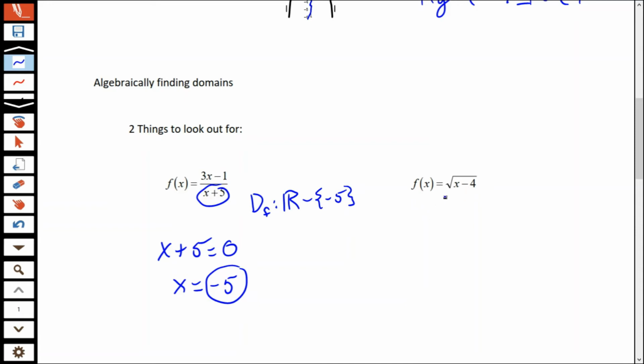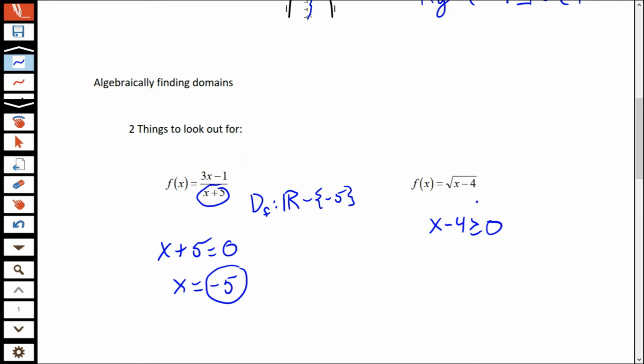Finally, we also had to worry about radicals, because the stuff underneath the radical must be greater than or equal to 0. You cannot take the square root of a negative number. It would bring us into the complex plane, and for our purposes, functions right now are only applying to real numbers, that we're really only concerned with real valued functions.